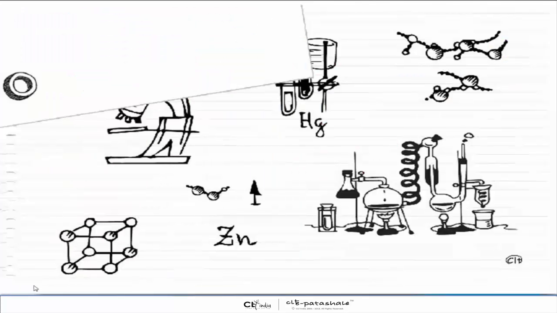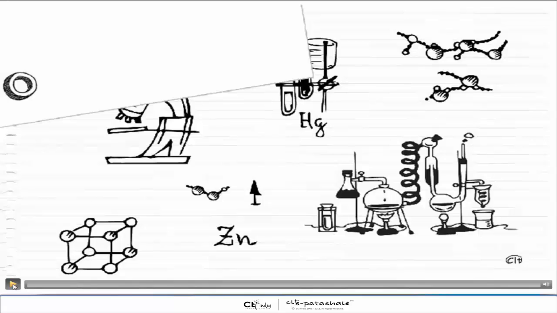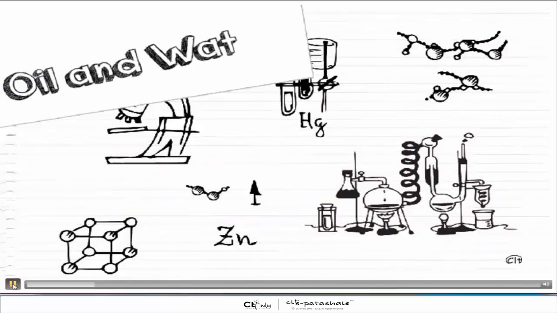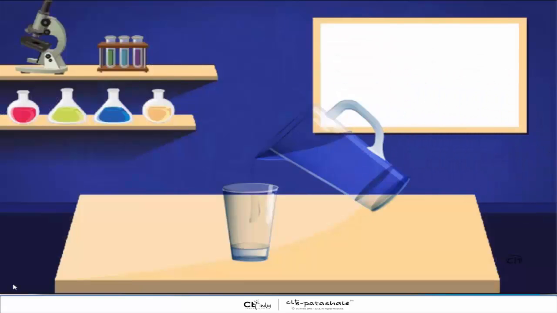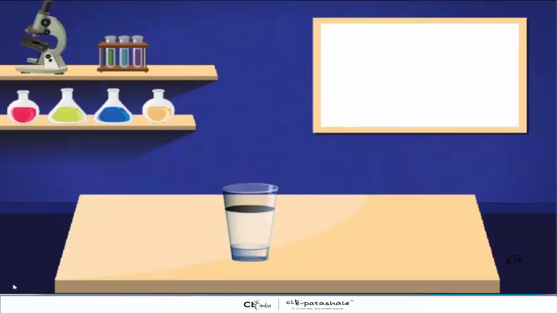Now let us look at this activity where we have oil and water. First you take a glass and pour water into it. Then you add a few drops of oil. Now you can see the oil floats on the water. So this is an example of a heterogeneous mixture.